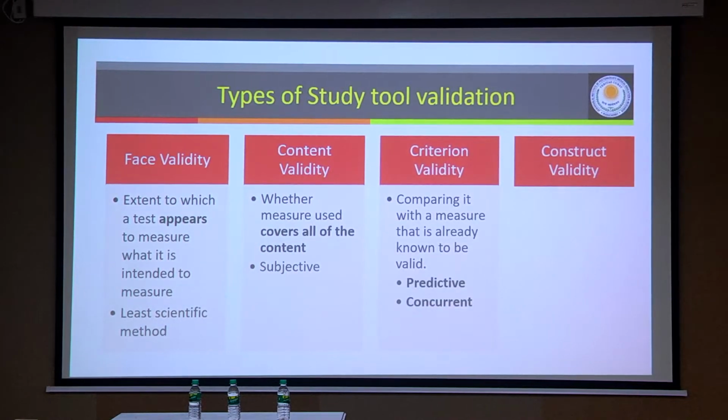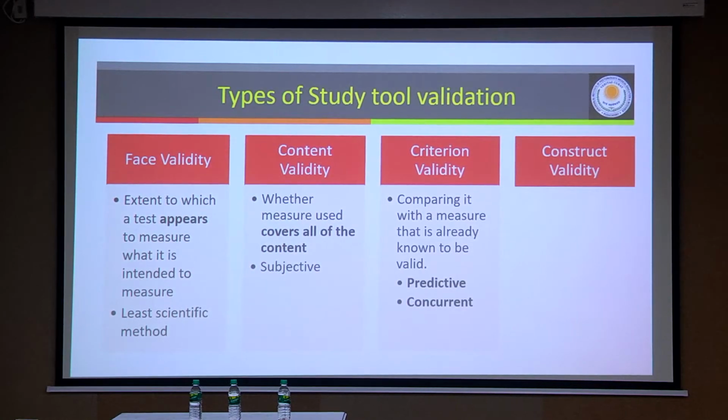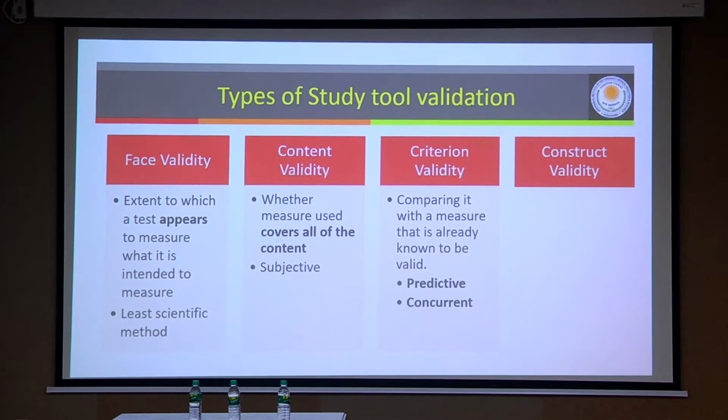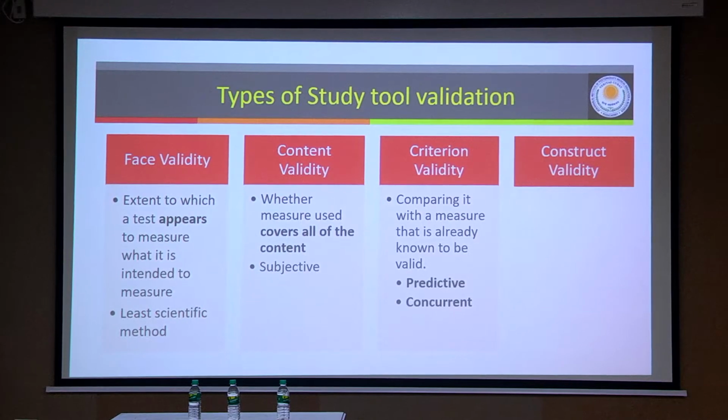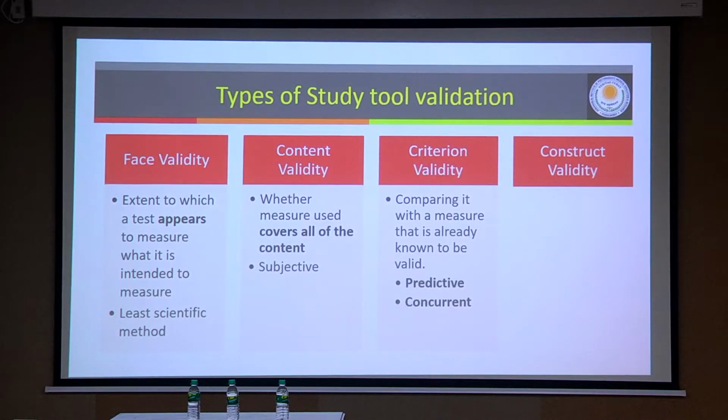Next is criterion validity. What is criterion validity? You compare it with an already existing questionnaire. Like you wanted to assess all the participants on how much they have learned. There must be some other questionnaire which is already prepared and published in some other journal. So you take that and compare it with your own questionnaire. If you get similar answers, then it is called criterion validity. This can be either predictive or concurrent. Predictive means you do it after a certain period of time. Concurrent means you do it simultaneously, both the questionnaires, and try to assess the participants.